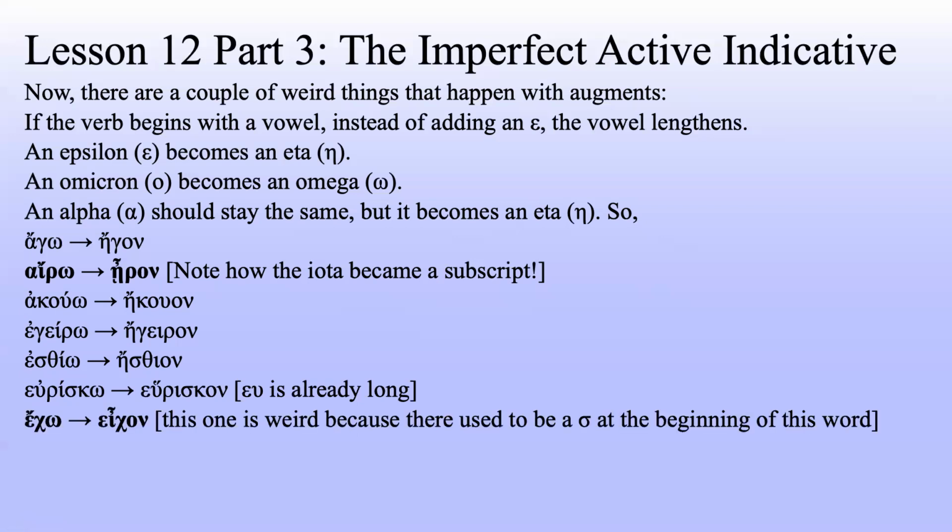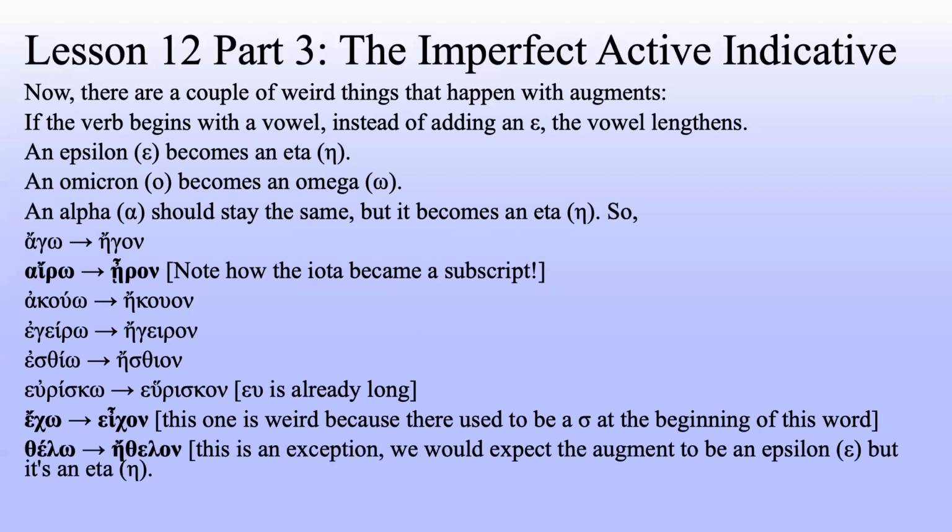Now, this one is very strange. Echo becomes echon. This one is very weird because there used to be a sigma at the beginning of this word. It used to be secho. And when you have a sigma between two vowels, the sigma drops out. And those two epsilons actually sort of blended together. So it's very strange. It's echon. So watch out for that one. It might throw you. The only thing you really have to go off of is the eta in the middle. So really keep an eye on that one. You'll want to memorize that one.